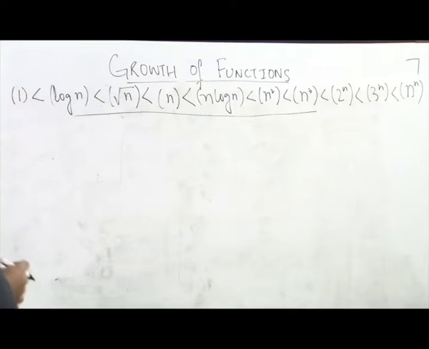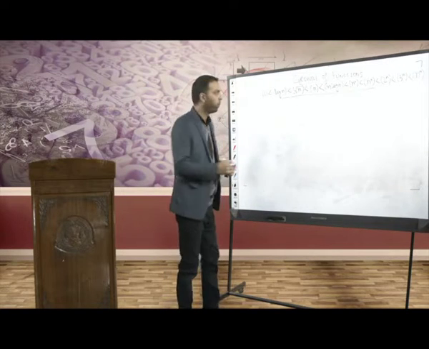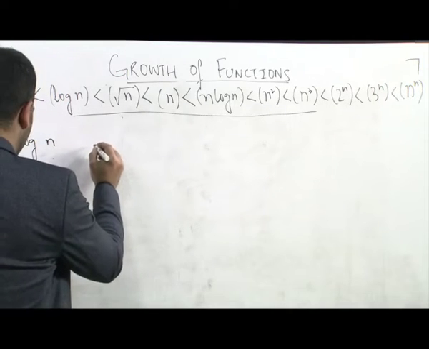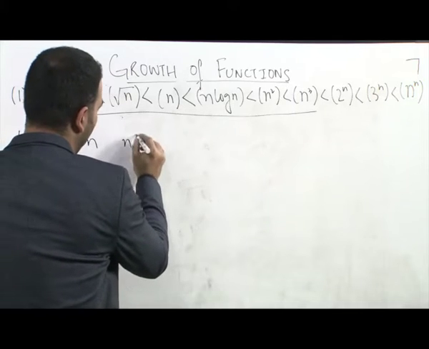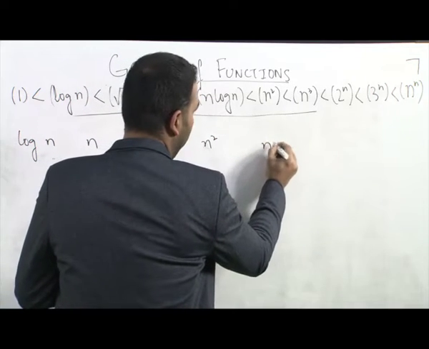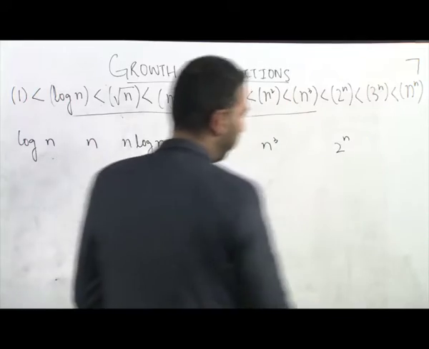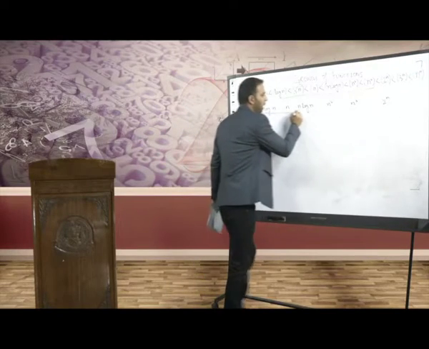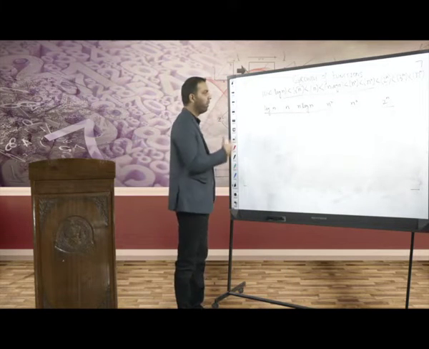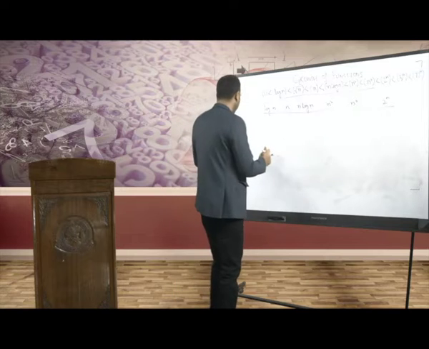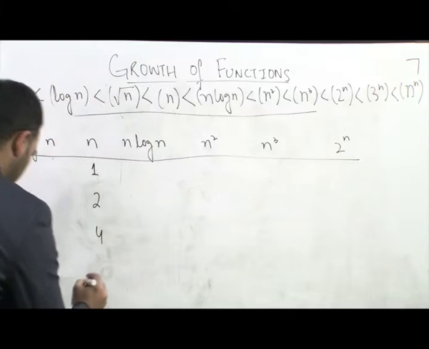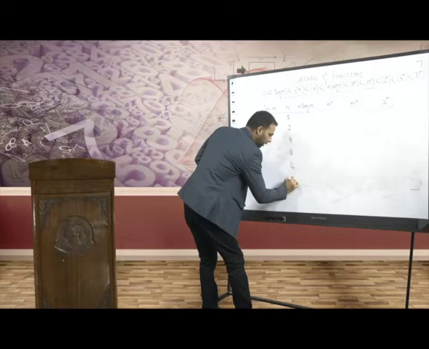So now I will draw a simple table where I will take some values. I am going to take log n, n, n log n, n square, n cube, and 2 raised to the power n. I am going to check what will happen for different values of n. So I will begin with 1, then 2, then 4, then 8, then 16, and finally 32.